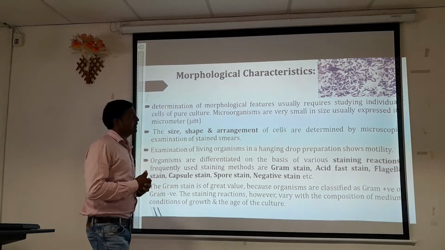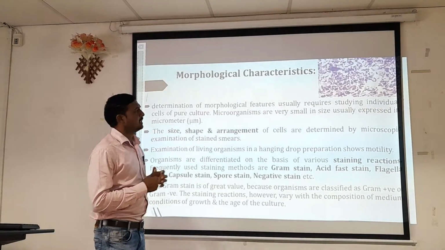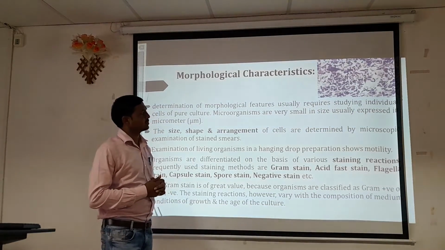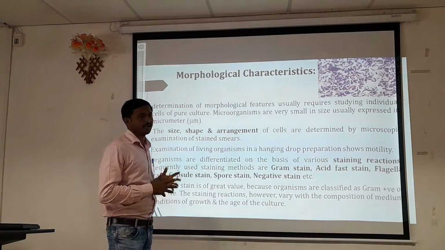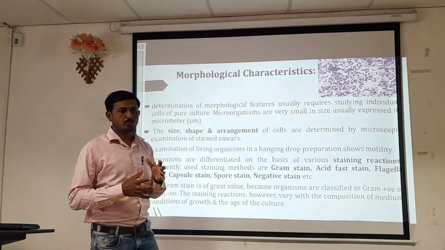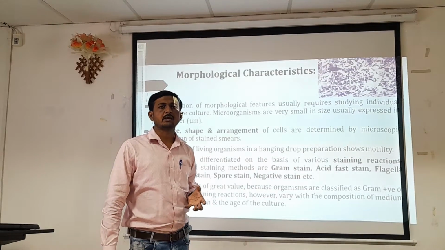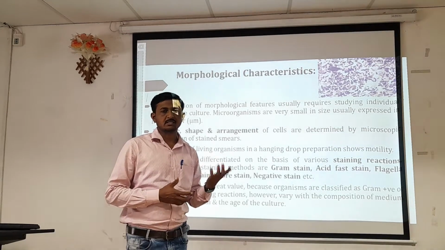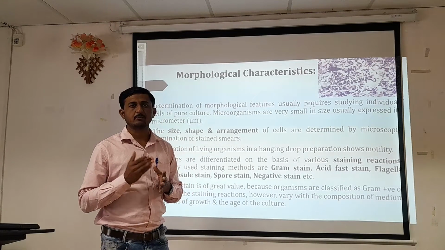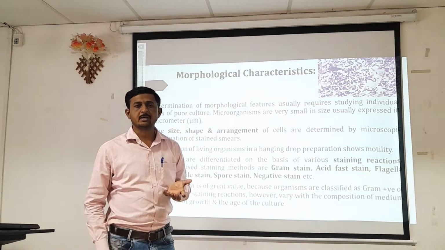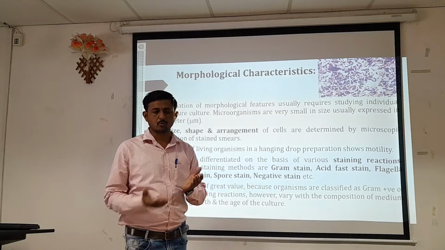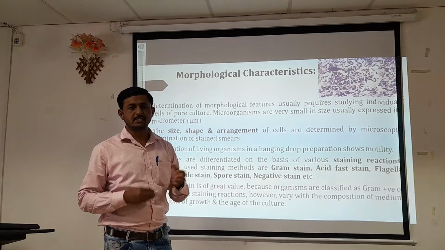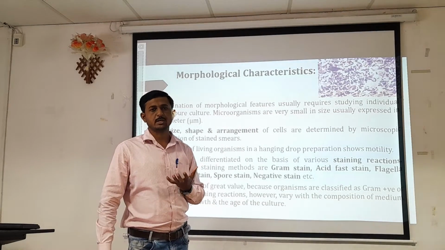Determination of morphological features usually requires studying individual cells of a pure culture. Microorganisms are very small in size, usually expressed in micrometers. Here we have to observe the characteristics of the organism in the form of a pure culture. In the last lecture we discussed what is meant by culture. Culture means a simple type of growth of a particular type of organism, and when only one kind of organism is present in the growth, that culture is called a pure culture.